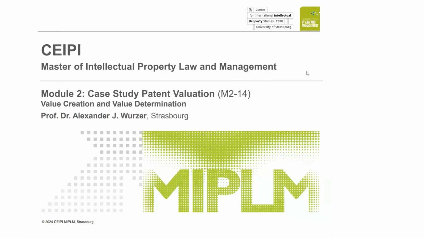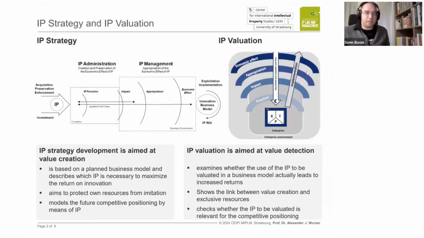So let's start first with the theory. We have a difference between IP strategy and IP valuation that needs to be cleared up. In a nutshell, an IP strategy is used to create value for the business through IPR, while IP valuation, on the other hand, measures the value of the implementation of the strategy at a certain point in time.